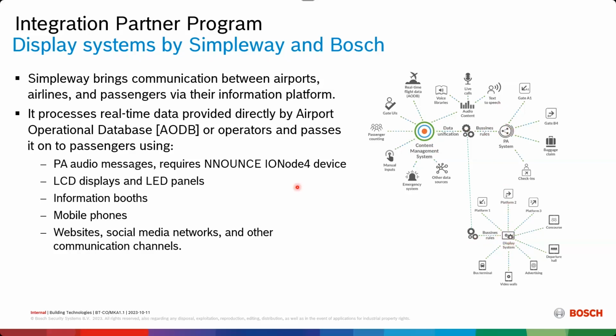A nice thing of Simple Way as well is they have a device, it's called the IonNode 4. In the IonNode 4 you can store all messages, and then at a certain moment, by using certain strings, you can kick off those files directly to Presenza. So you can pre-record all messages and store them in the IonNode 4.